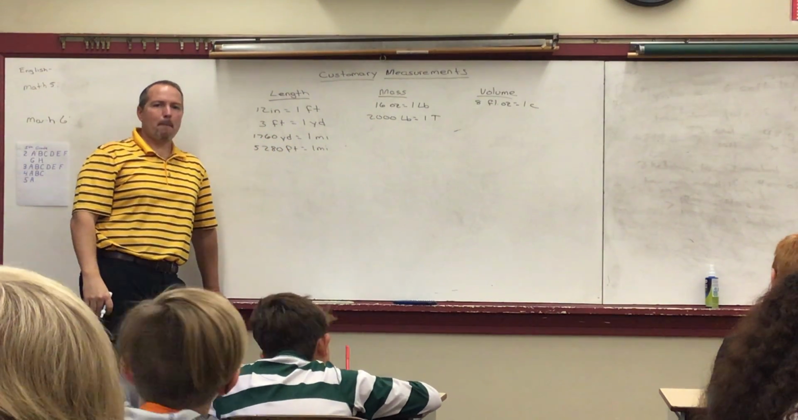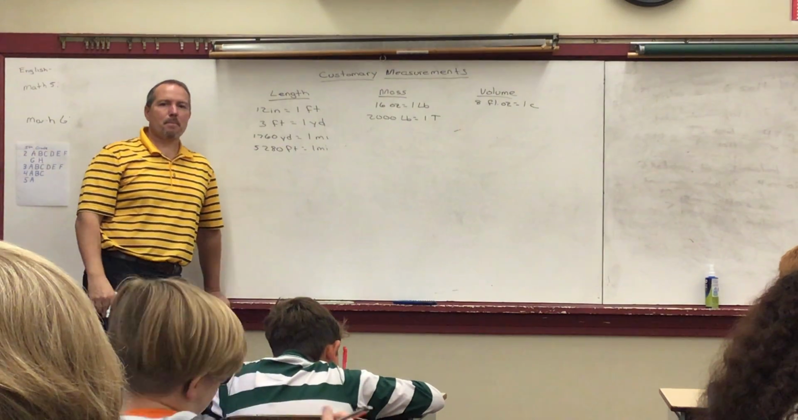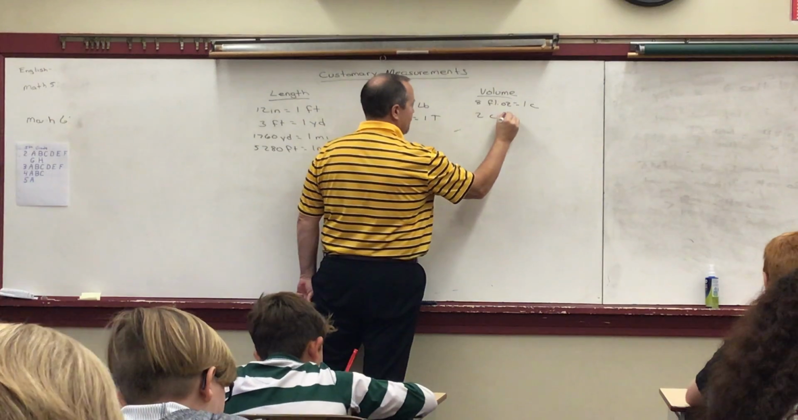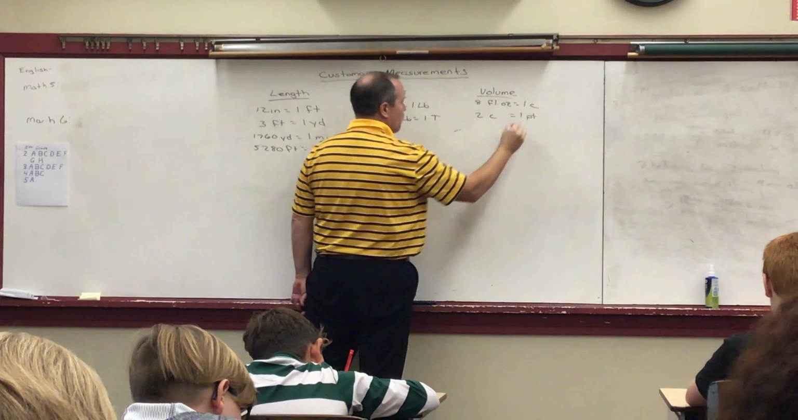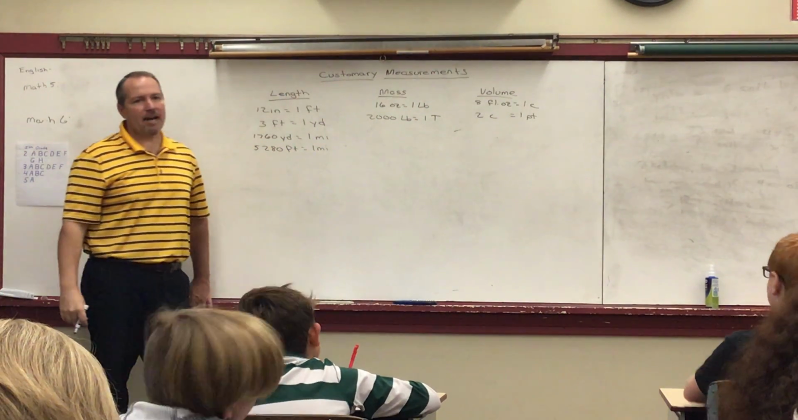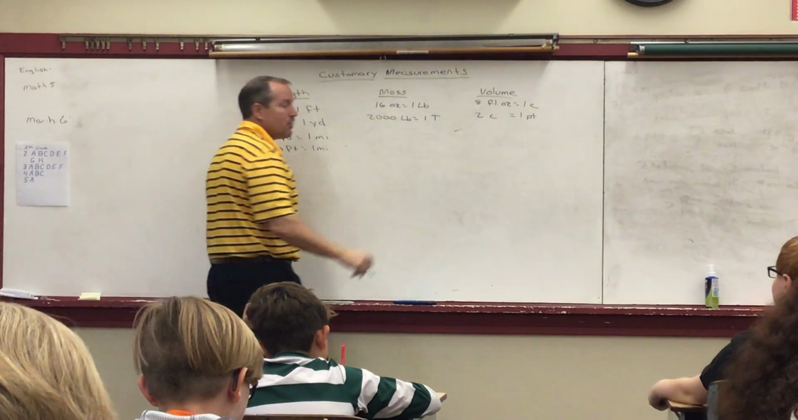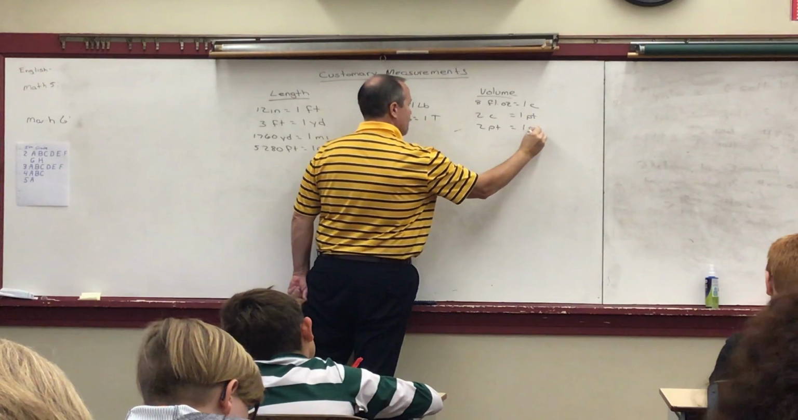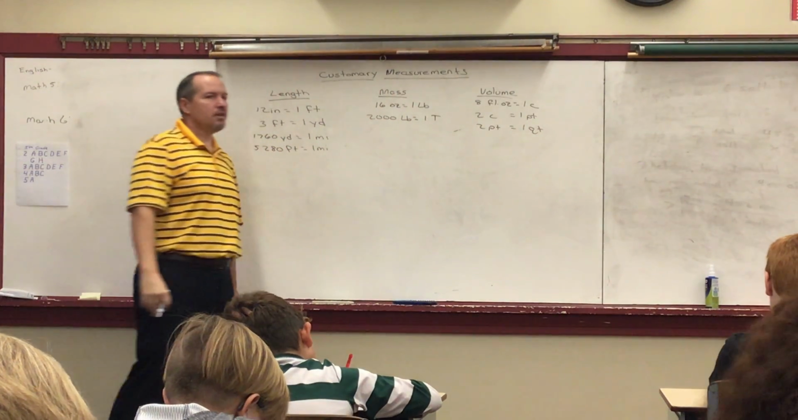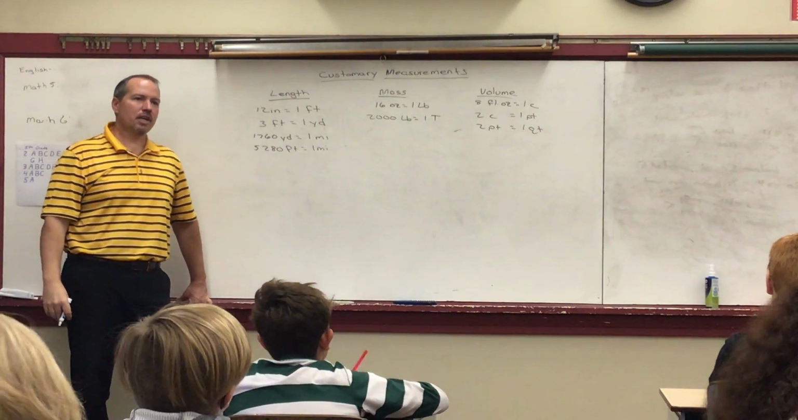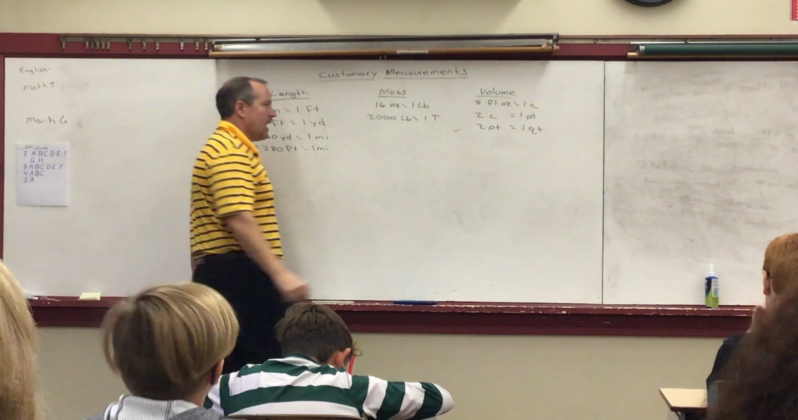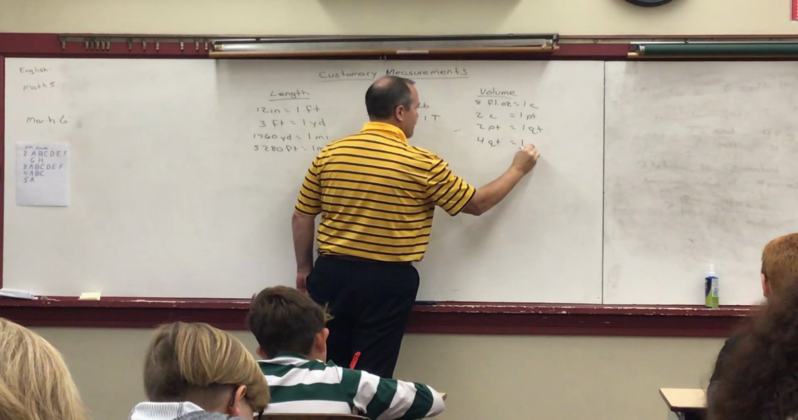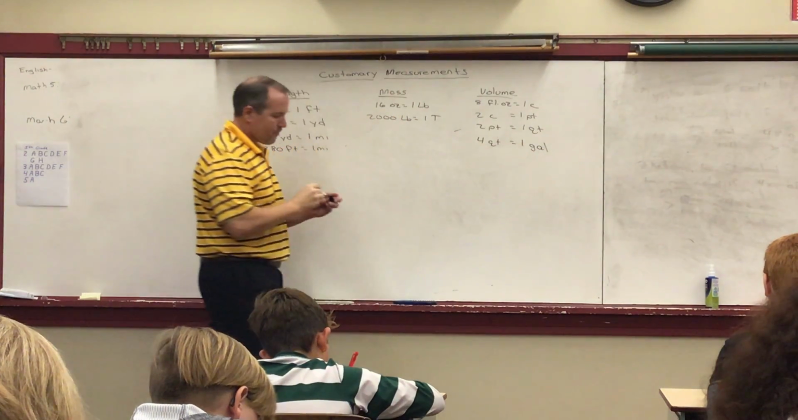After cups comes what? Quarts? Nope. Pints. 2 cups equal 1 pint. After pint, quart. 2 pints equal 1 quart. After quart, gallon. 4 quarts equal 1 gallon.